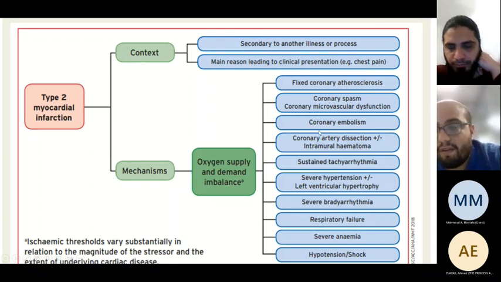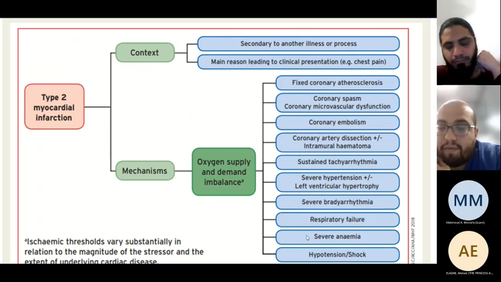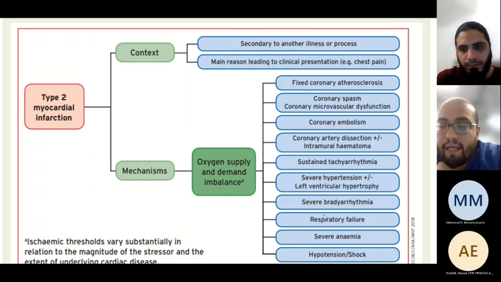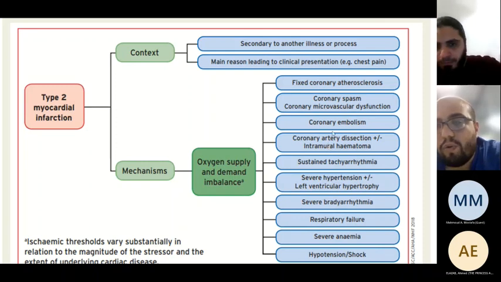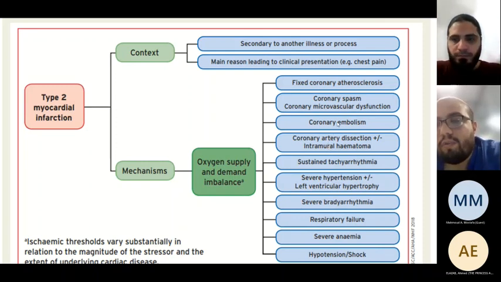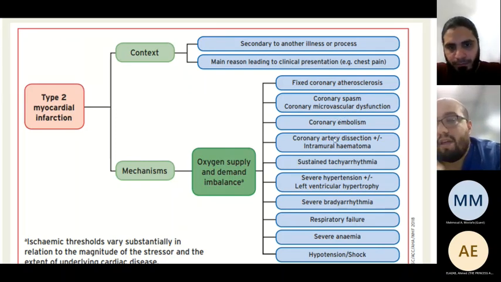And these are the most famous different mechanisms of type 2 MI: mainly hypotension and shock, severe anemia, respiratory failure, bradyarrhythmias or tachyarrhythmias, or severe hypertension. Or coronary dissection, which obviously no one will be able to diagnose in the A&E. You need an angiogram to know that. Or a coronary embolism, which needs an angiogram, or a coronary spasm, which also needs an angiogram.